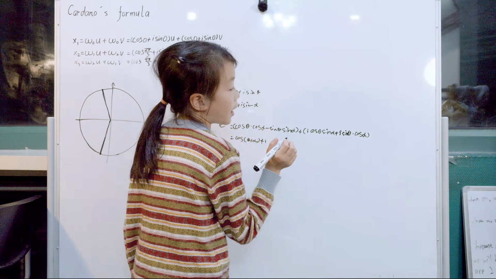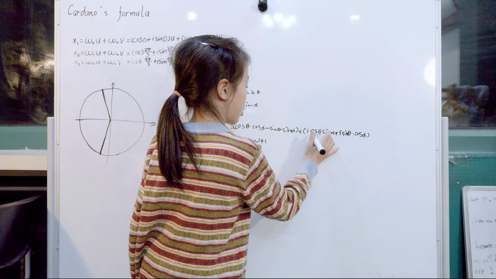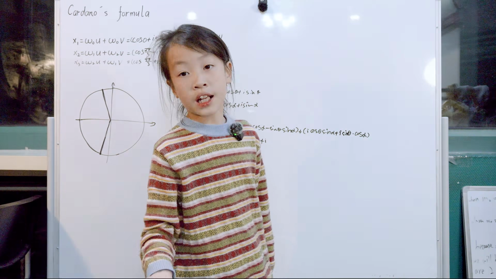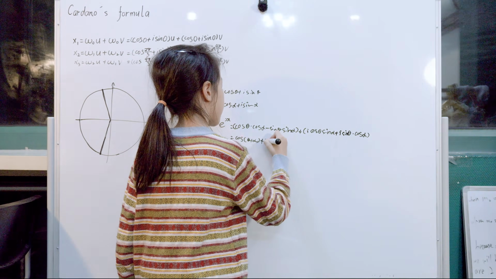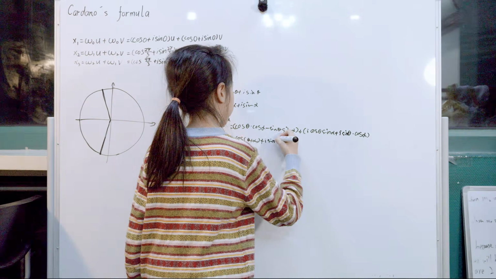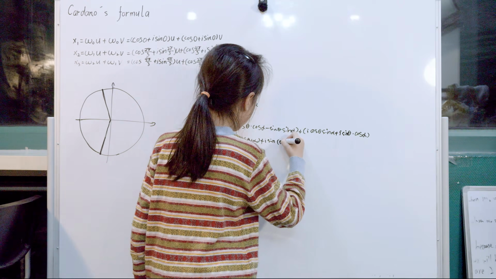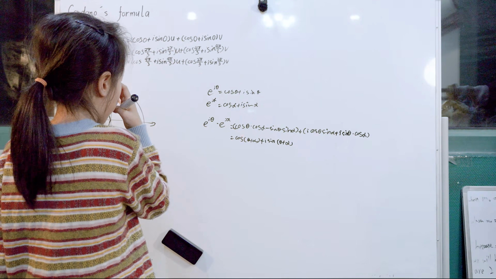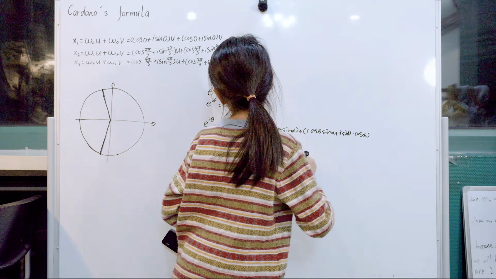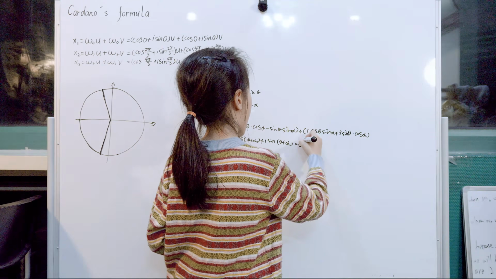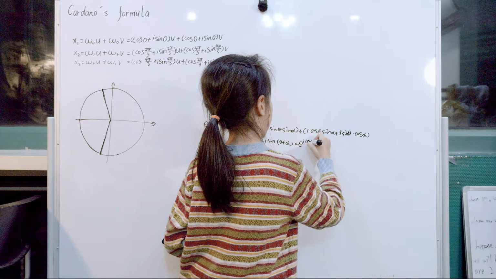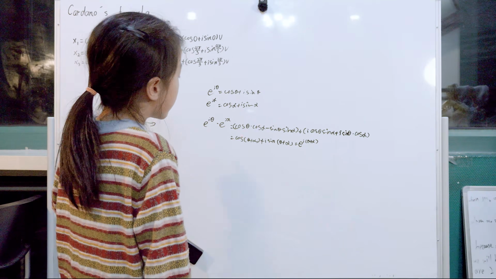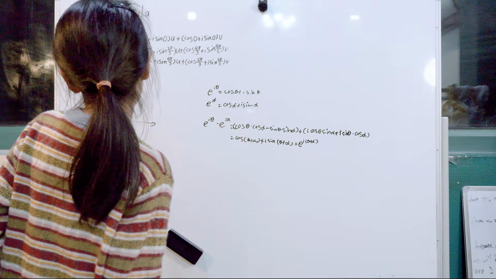We can factor the i out, and then we have cosine theta sine alpha plus sine theta cosine alpha. What is this? This is sine of theta plus alpha. Okay, we got it. So what is this? We actually prove it. This is e to the i times theta plus alpha. Great. This is how we prove it, right?